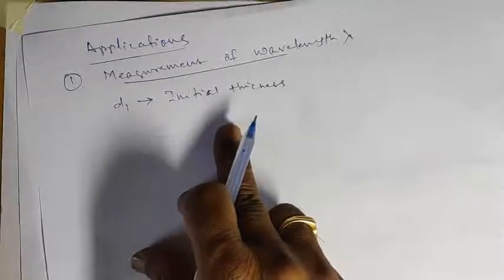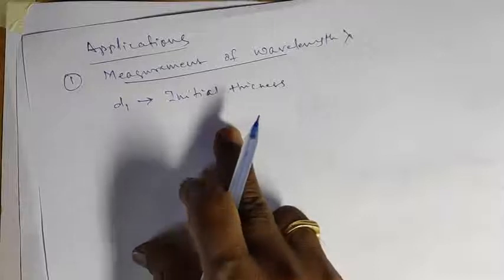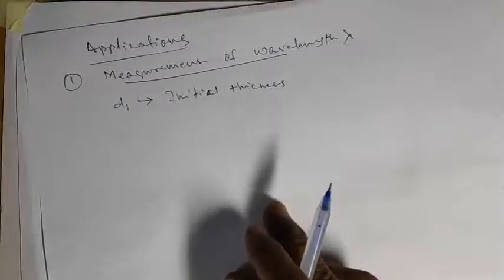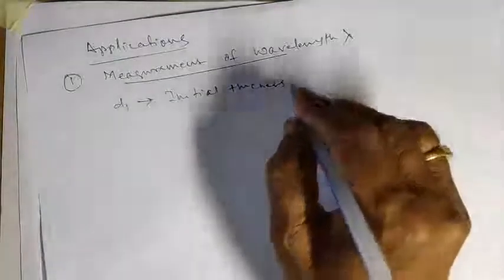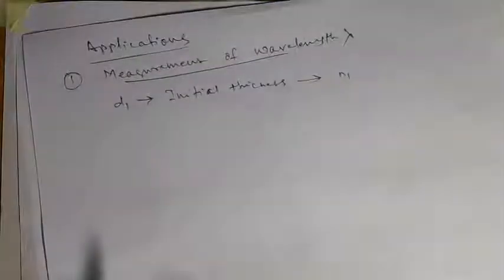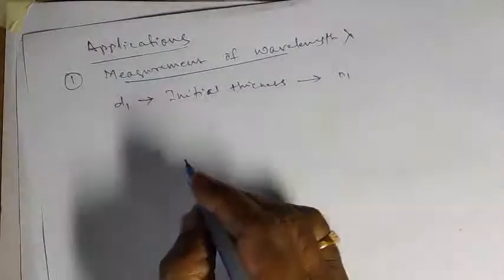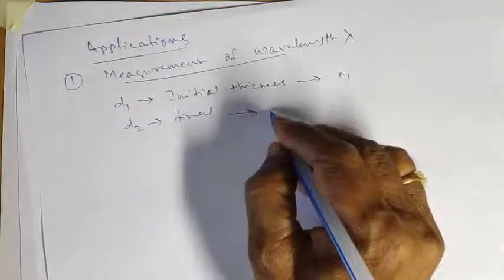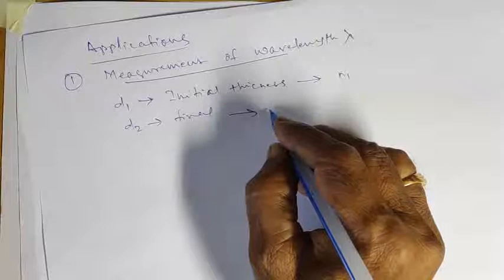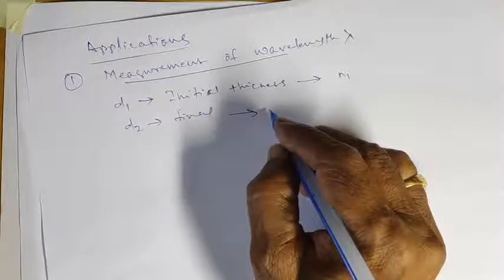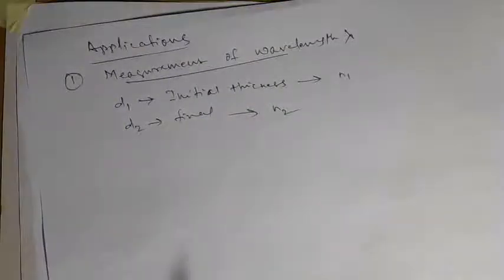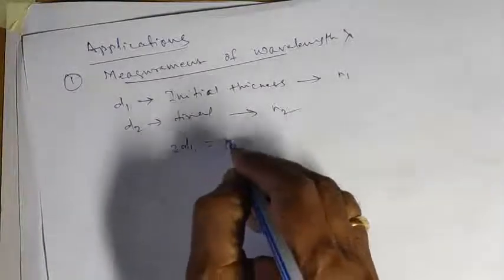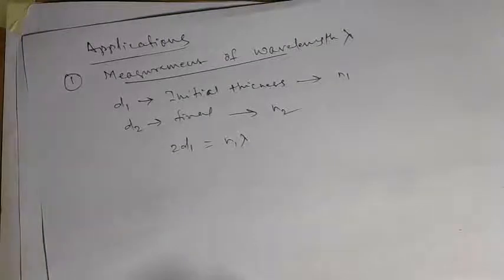Suppose d1 is the initial thickness of the air film between M1 and M2 dash corresponding to a bright fringe of order n1, and d2 is the final thickness corresponding to a bright fringe of order n2. Then we have 2 d1 equal to n1 lambda.